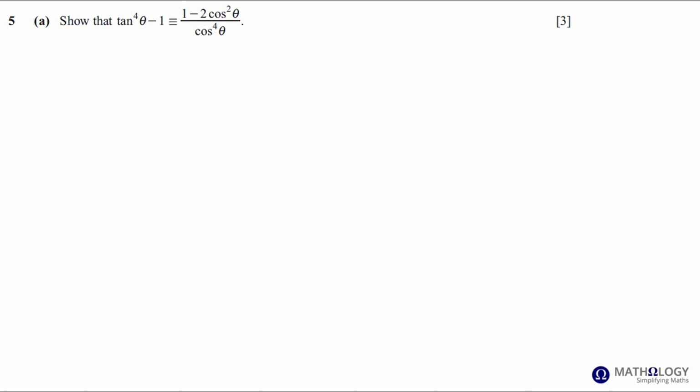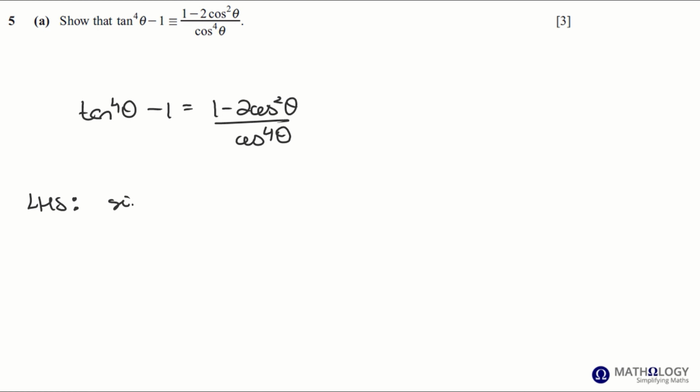5. Show that tan to the 4 theta minus 1 is equal to (1 minus 2 cos squared theta) over cos to the 4 theta. Okay, well, let's start with the left-hand side. There's a whole host of ways we can go about proving this identity. Let's just start with the left-hand side because we can express tan in terms of sine and cos. So the left-hand side will be sine to the 4 theta over cos to the 4 theta, minus 1.